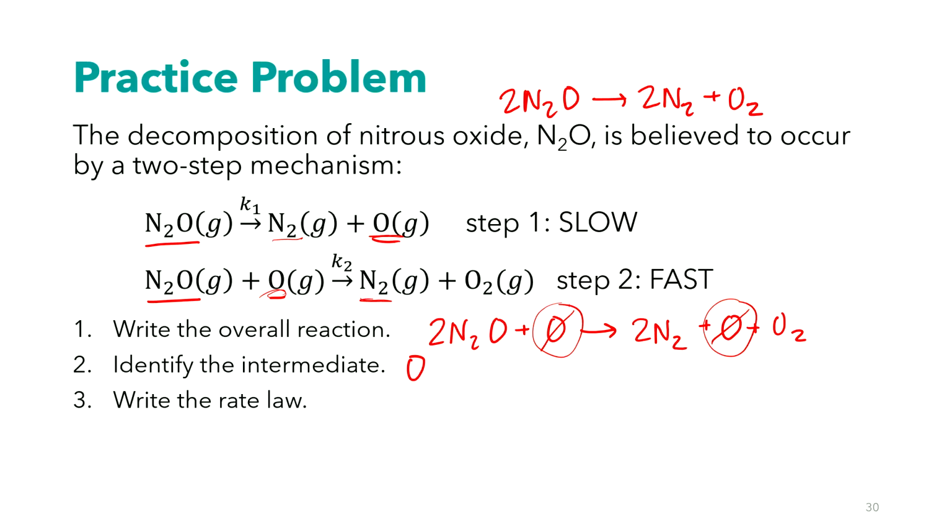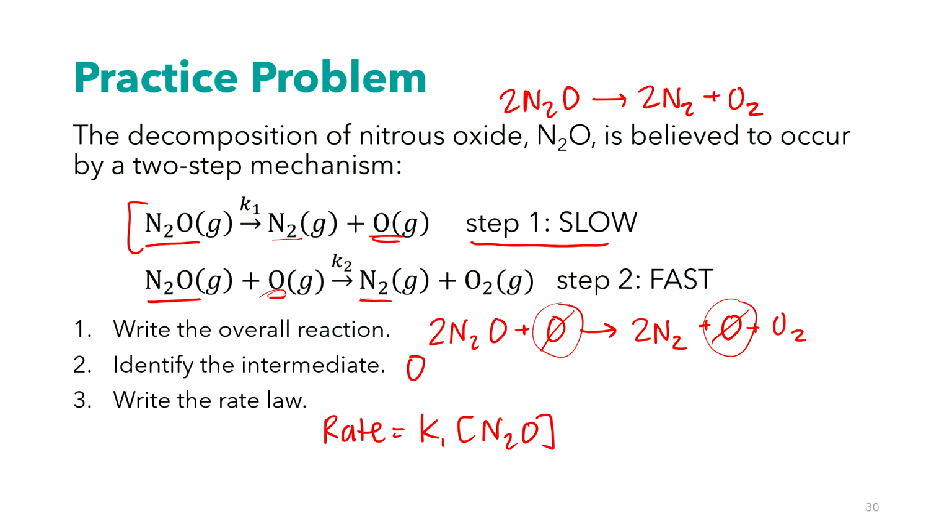And then the rate law. I'm not going to write it based off of my overall reaction. I'm going to write it based off of the slow step. Okay, so this is a first step, slow step. So just look at that, only that. And you say, the rate law is K1 times N2O. Okay, it's just first order.